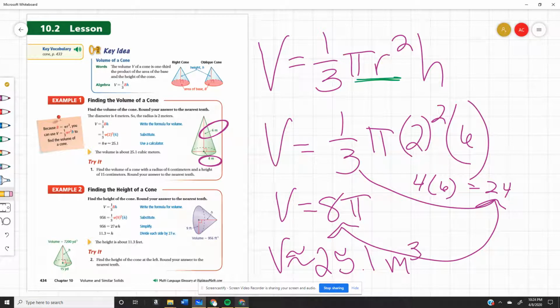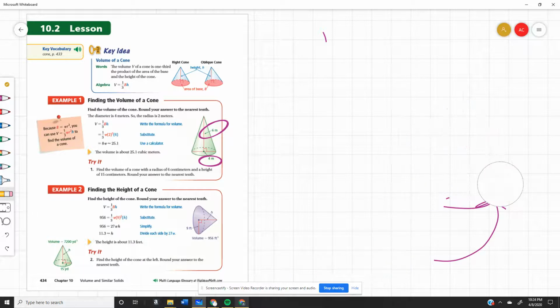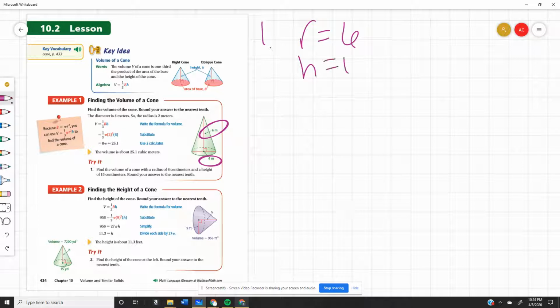I want you to find the volume of a cone that has a radius of 6 centimeters and a height of 15. Round your answer to the nearest tenth. I am going to erase, and then we will look into this. Hopefully you paused and did the try it. So try it 1. We've got a radius of 6 and a height of 15.